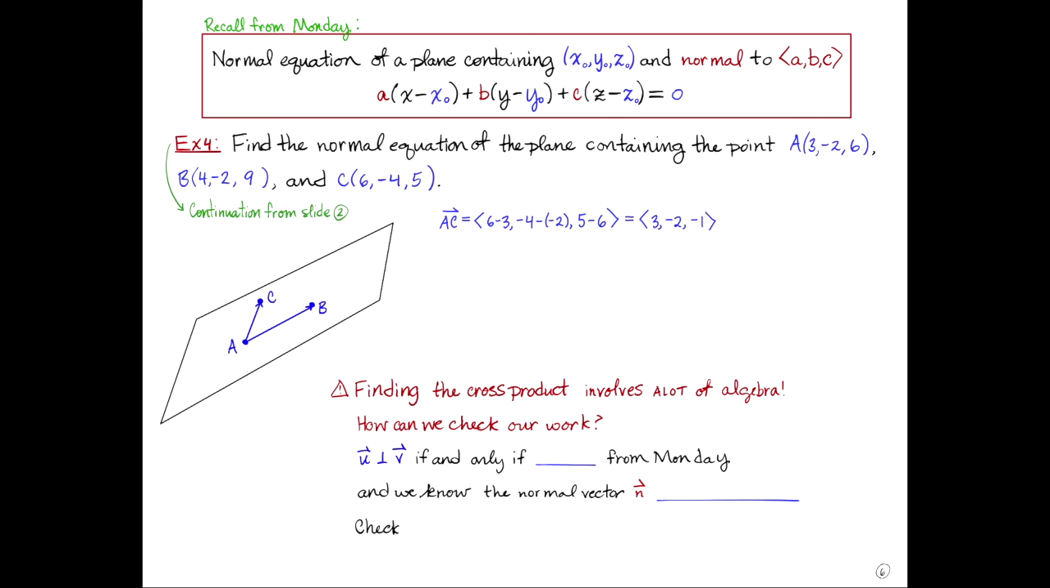When we're taking the cross product between 2 vectors, those vectors need to lie tail to tail. In our first vector, the tail is A, so in our second vector, we need to find AB. That is equal to 4 minus 3, -2 minus -2, 9 minus 6, which simplifies to 1, 0, 3.